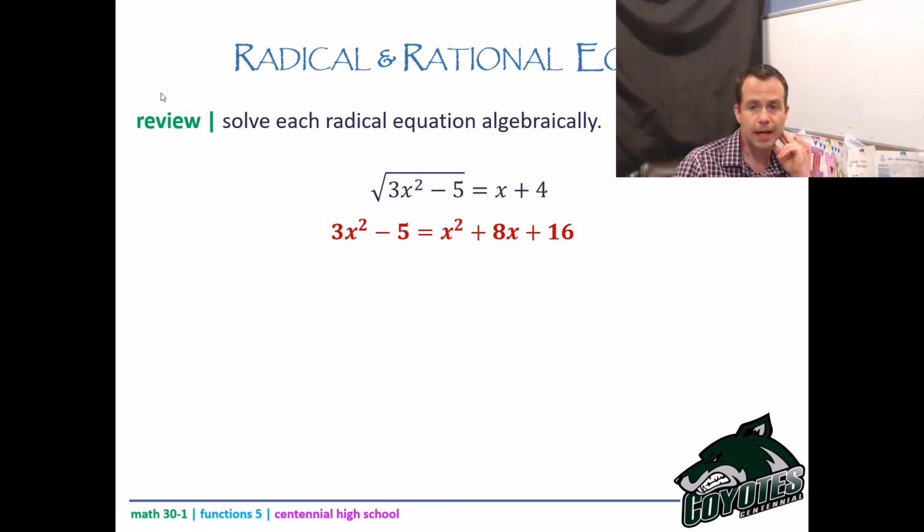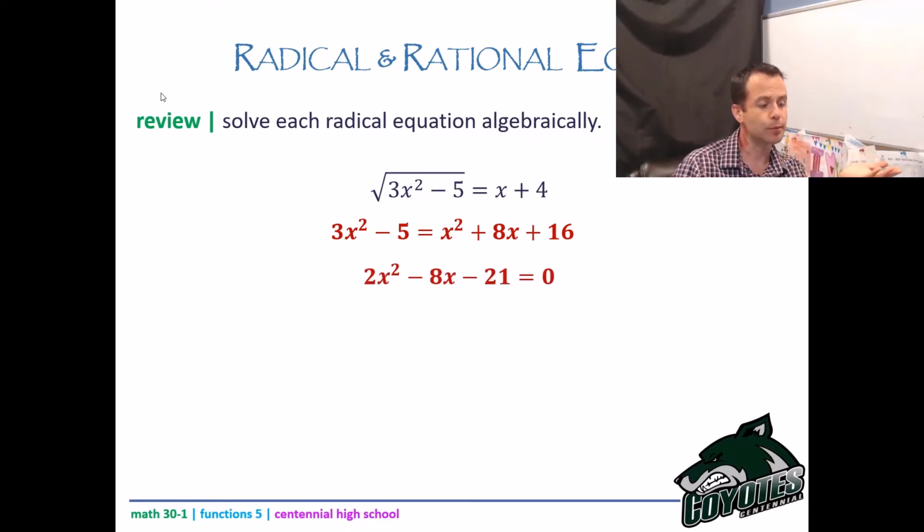Okay. Now I want to bring everything over to one side and I want to try and factor it or use the quadratic formula if I can't factor it, okay? So 3x squared, I'm going to bring that other x squared over, so that'll be 2x squared. My 8x comes over, so that'll be negative 8x. And my 16 comes over with the negative 5, so that'll be negative 21. So I'm looking at 2x squared minus 8x minus 21 equals 0.